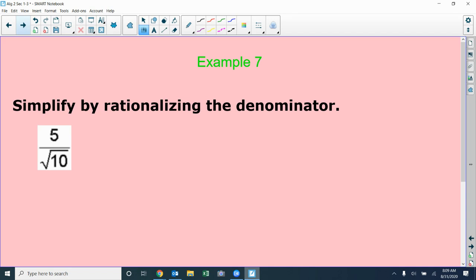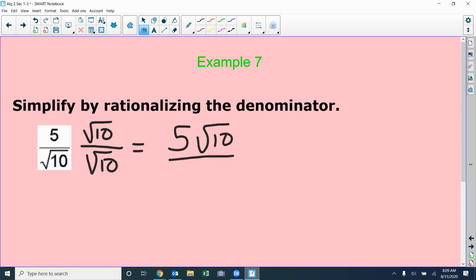What are we gonna multiply both top and bottom by? Square root of 10. Remember, I can kind of skip that step. This is square root of 100 would be, right? So, heck, I know it's gonna be 10. I wrote it out the first time, but I'm not gonna keep doing that.